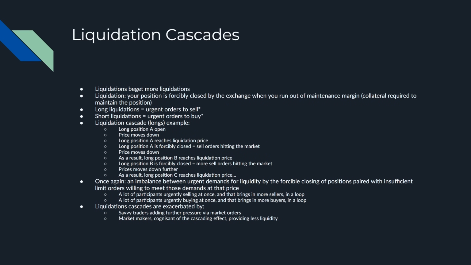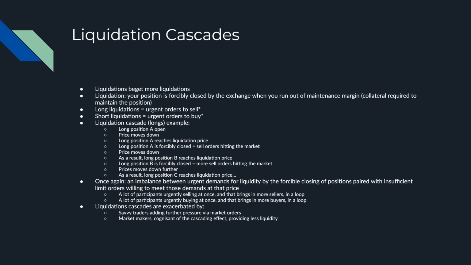Liquidation cascades. We all love crypto futures, so liquidation cascades, bread and butter, right? The basic premise of liquidation cascades is that liquidations beget more liquidations. Now, what does the term liquidation actually mean? As per the risk management video, which you've hopefully watched, it's your position being forcibly closed by the exchange when you run out of maintenance margin, or collateral, required to maintain the position.